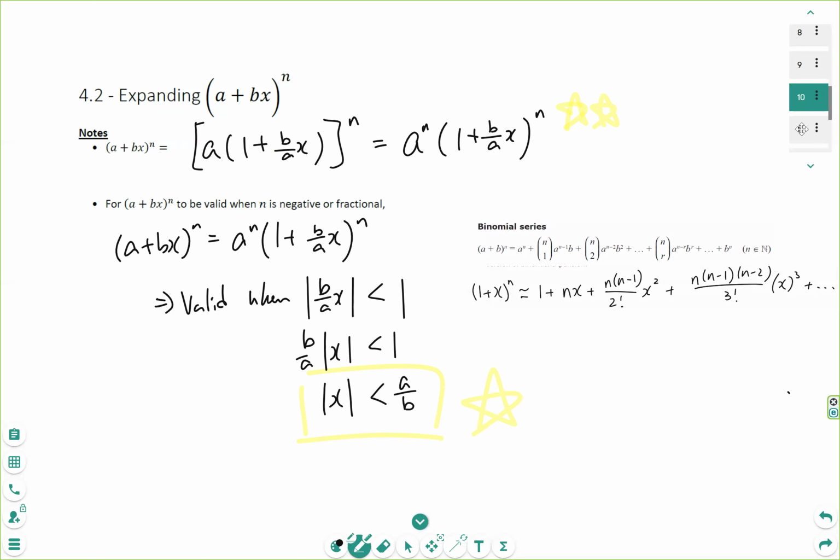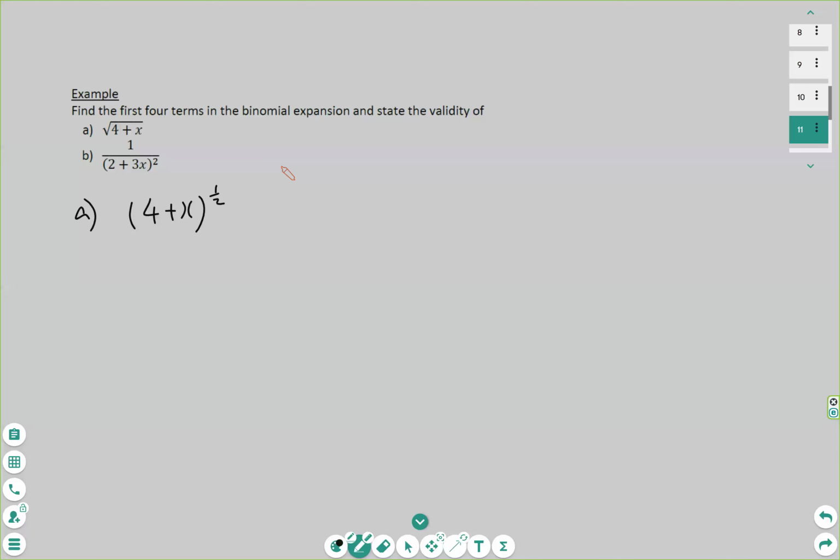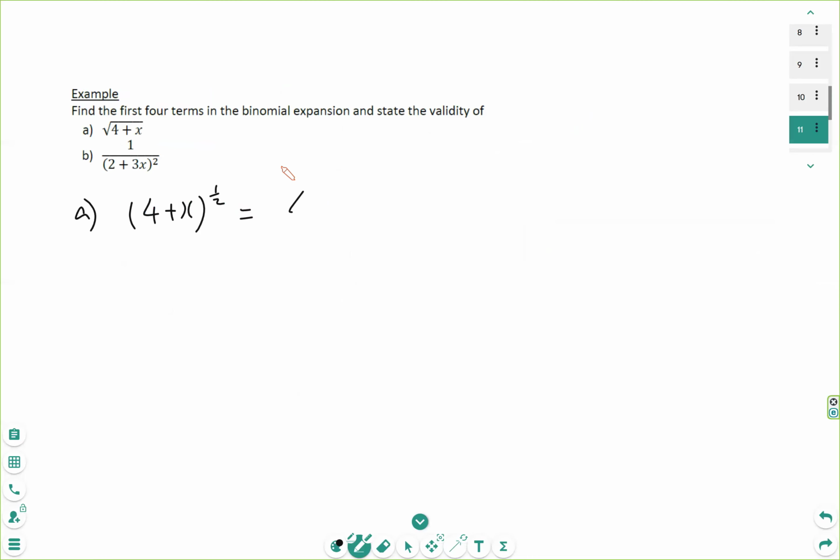Right, so, example: find the first 4 terms of the binomial expansion and state the validity. I'll show you part A, maybe we can do part B. So part A: 4 plus x to the power of a half. This number here is not 1, so we factorize the 4 out. So a to the power of n, factorize 4 out, and then 1 plus x over 4 to the power of a half.